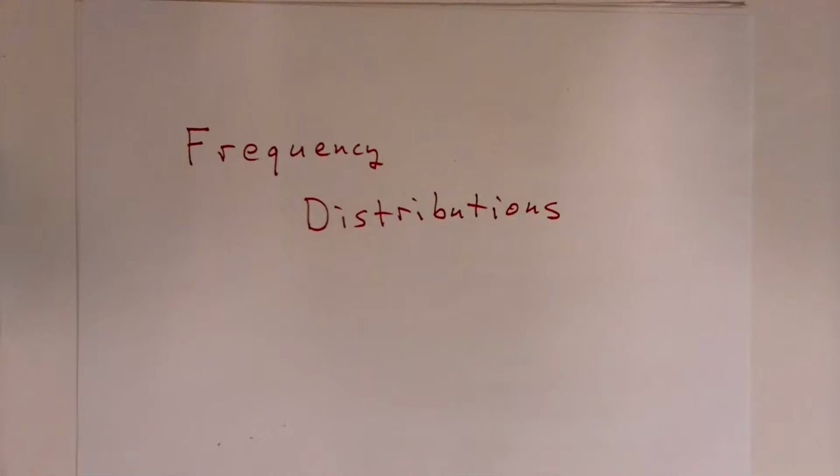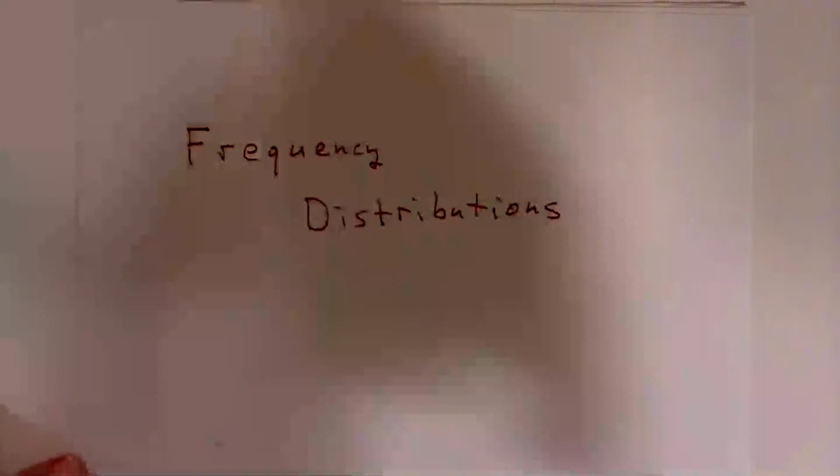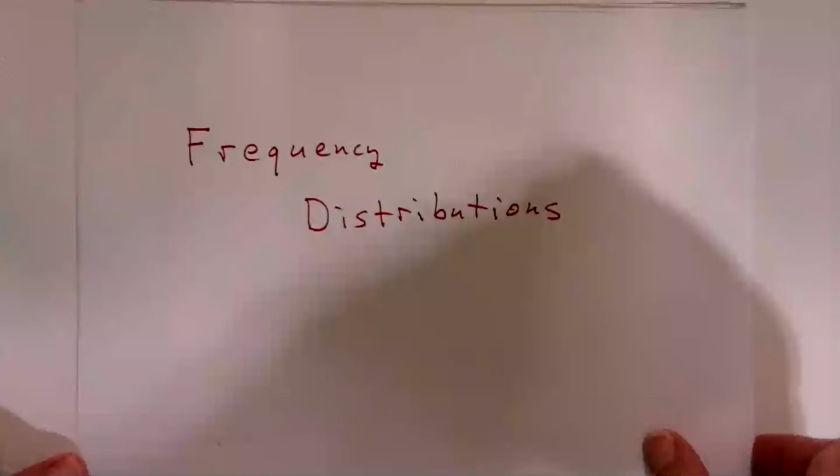This is Bob Capetta, and this lesson is on frequency distributions. So we're going to have large sets of data. How do we create some sort of a graph or a diagram that describes that set of data? So here's our first example.